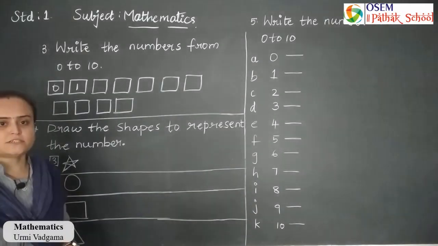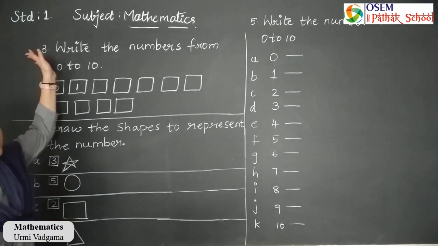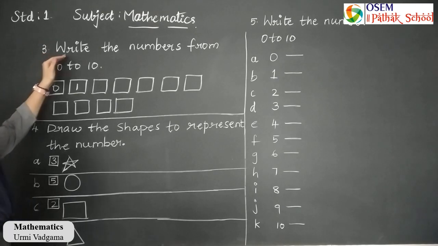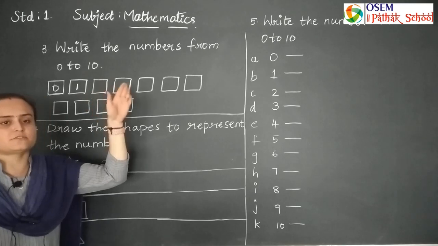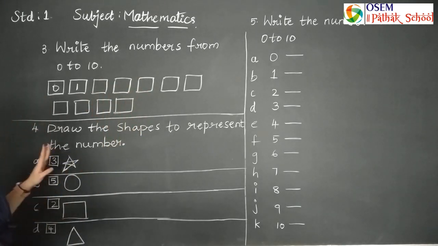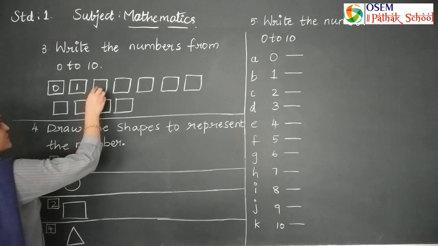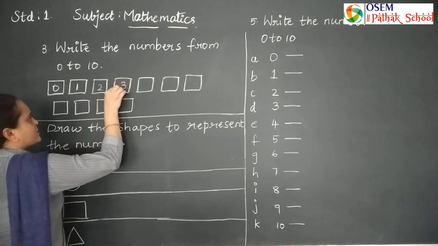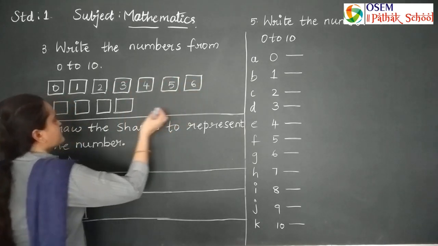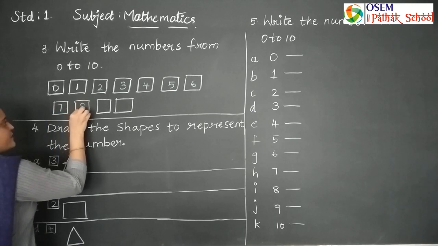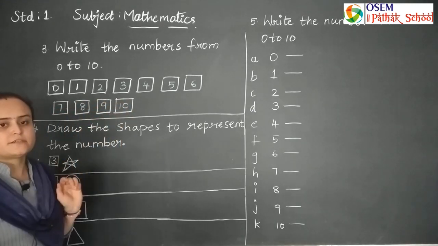Now, question 2 is already completed. Now, question 3. We will study question 3. What is given? Write the numbers from 0 to 10. Then you have to write 0 to 10 numbers in the boxes. So, already 0 and 1 are given. Then you have to write after 1. 2, 3, 4, 5, 6, 7, 8, 9, and 10.